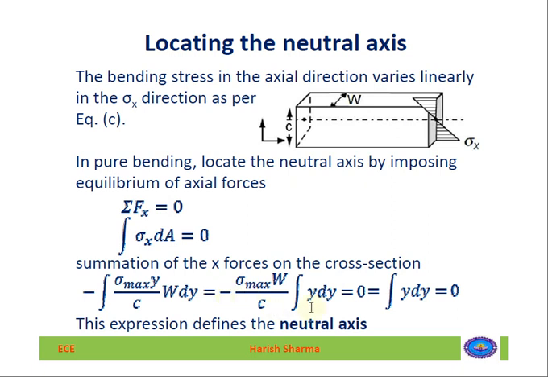Sigma max upon C and W are constants. So we can write minus sigma max W upon C, times the integration of only y dy. These are the constant values, which means if this value is 0, then the integral of y dy is equal to 0. So this expression defines the natural axis: the integral of y dy is equal to 0.